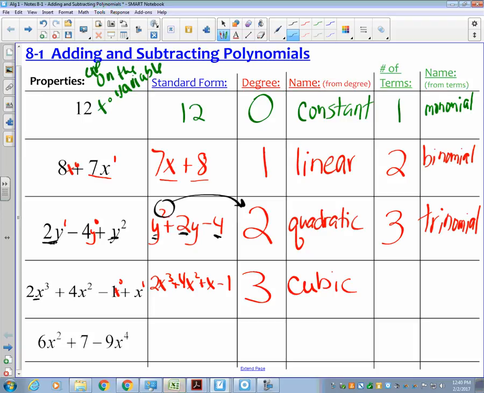This guy, it has a maximum exponent of 3, so it is a third degree. My x cubed goes first, my x squared goes second, my x goes next, and my number goes last. That is called a cubic. There are 4 terms.